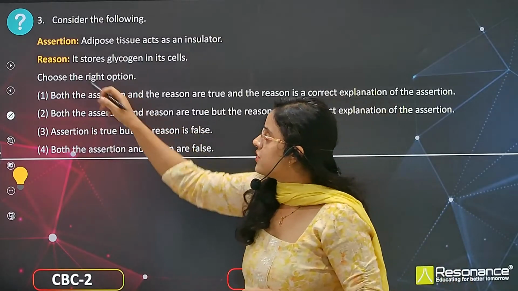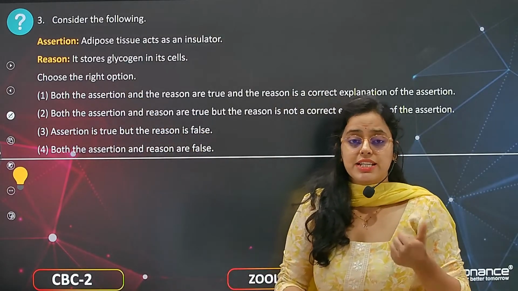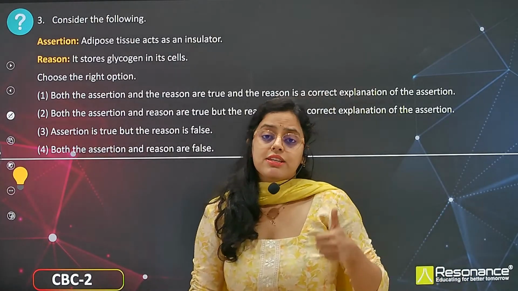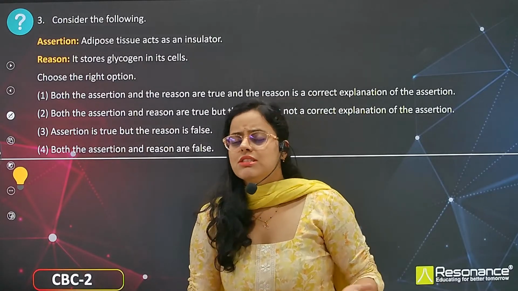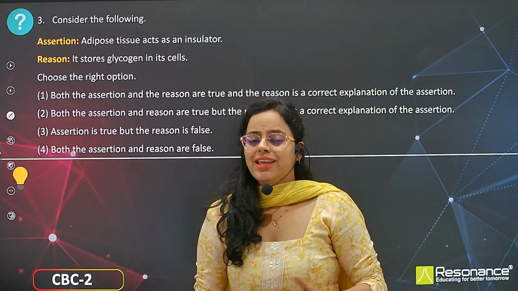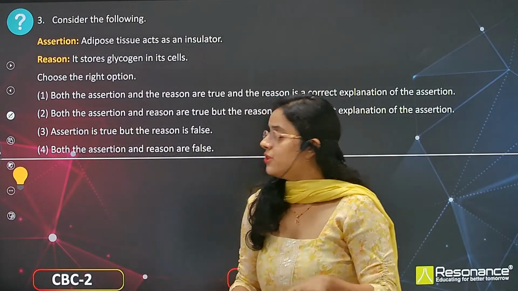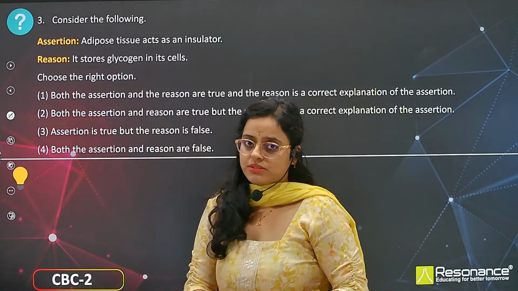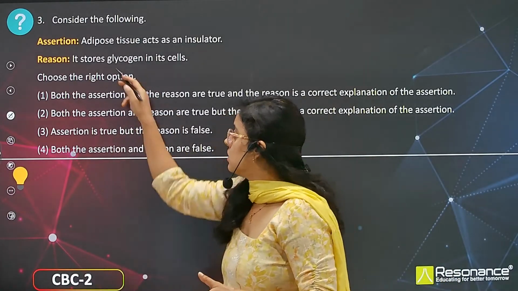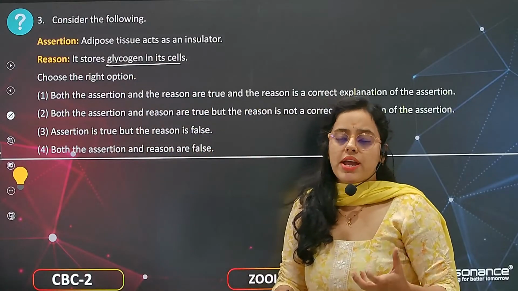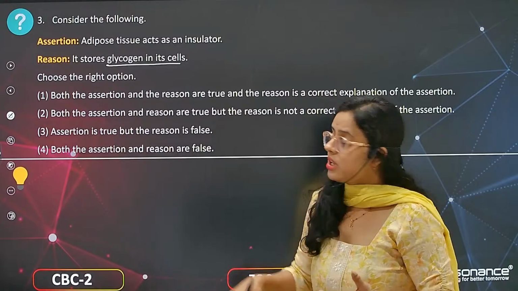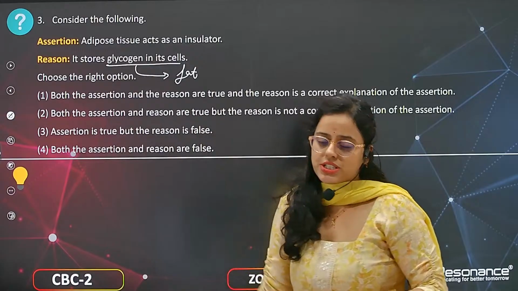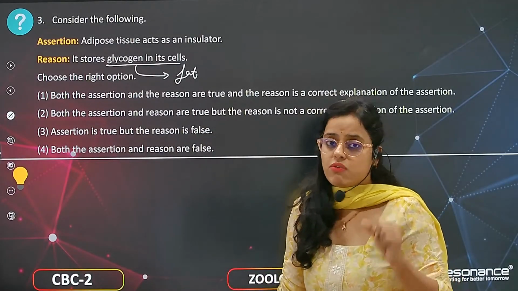So here it stores glycogen in its cell. The reason? No, it is providing insulation because its cells consist of fat. And what are the cells of the adipose tissue? Adipocytes. Yes, though these adipocytes consist of fats or lipids, not glycogen. Glycogen is a stored form of glucose, carbohydrates, that is present in animal tissue, but the answer should be fat. But here glycogen is given, so the reason is false.